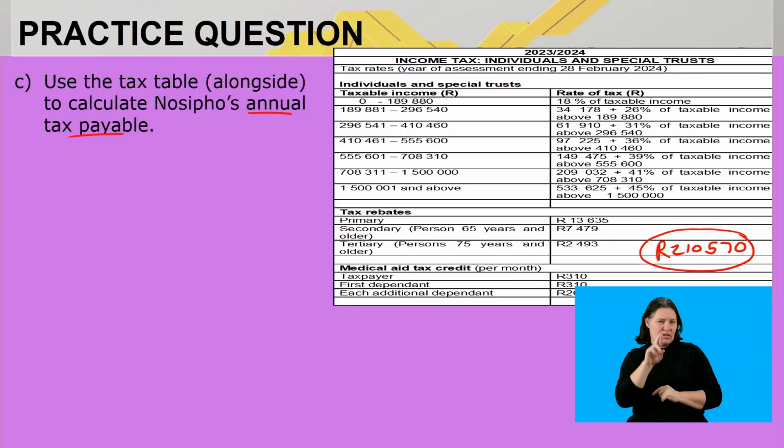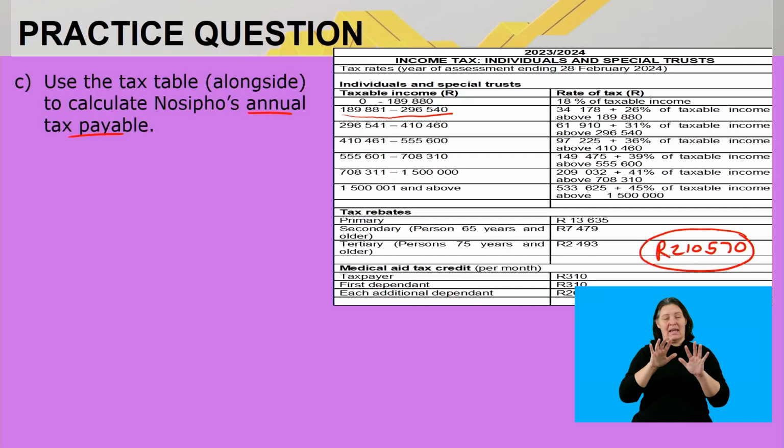So let's see, in which tax bracket will I find 210,570 rand? Okay, so I'm sure you'll agree that will be in bracket number 2. All right, 210,570 rand will be between 189,881 rand and 296,540 rand. So what is applicable?